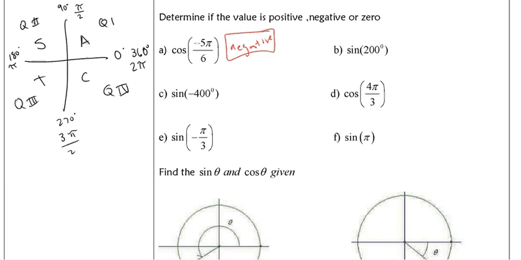Okay, so I hope that you've paused it at this point and are coming back to check your work. So sine of 200 degrees, that's past 180, but not quite to 270. So again, into quadrant 3. In quadrant 3, it's tangent that's positive, and tangent is the only one that's positive, so sine is going to be negative.